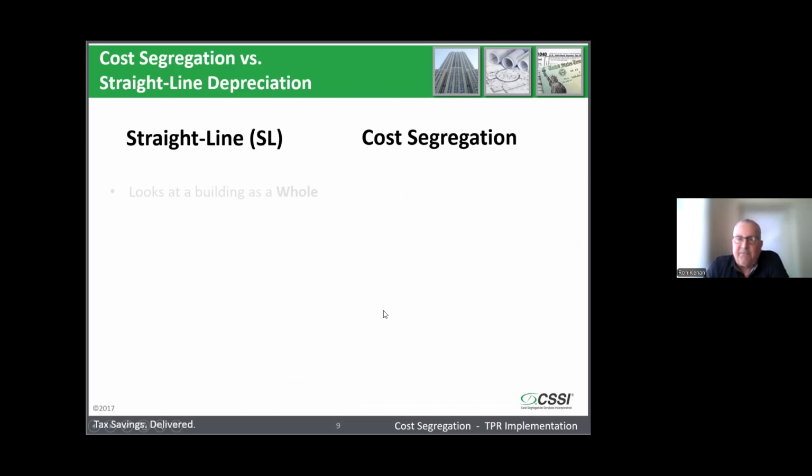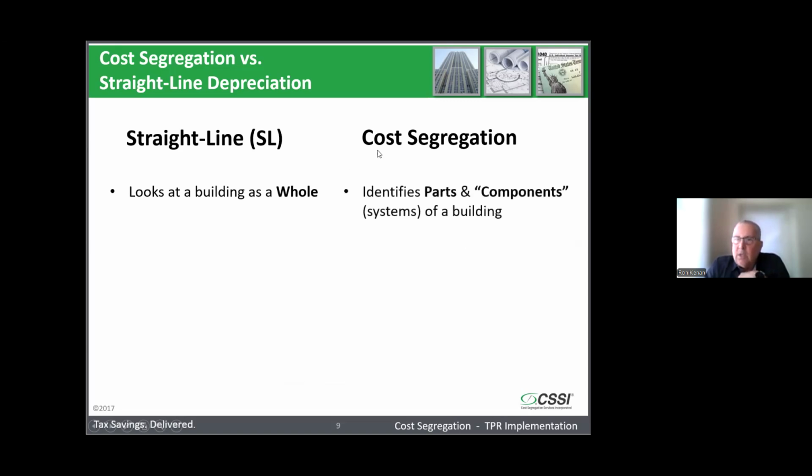Now, let's define a little bit better what straight line is and what cost segregation or cost-based depreciation is, which is a better term. So straight line looks at the building as a whole. Cost segregation identifies components or building units, or systems sometimes they call it, of a building, okay? So we separate the building into those units and provide a value to each of those units, okay? And I'll explain what it's used for in a minute.